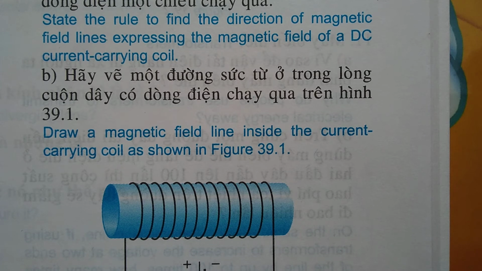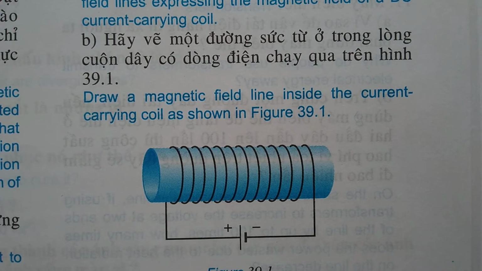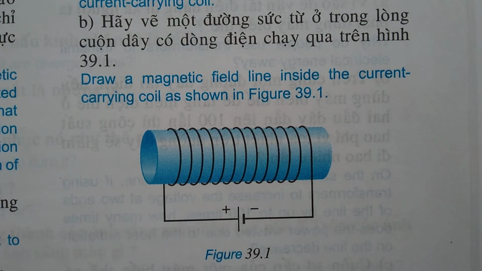Express the magnetic field of a DC current carrying coil. Draw a magnetic field line inside the current carrying coil as shown in figure 39.1.